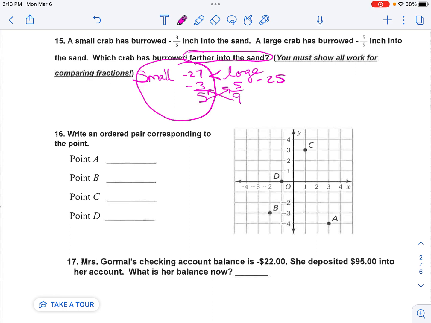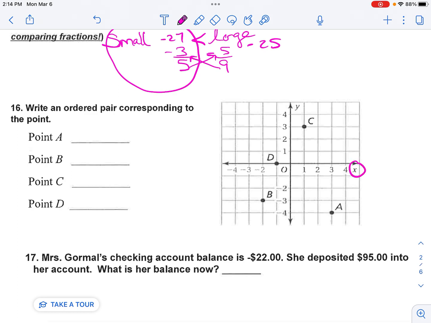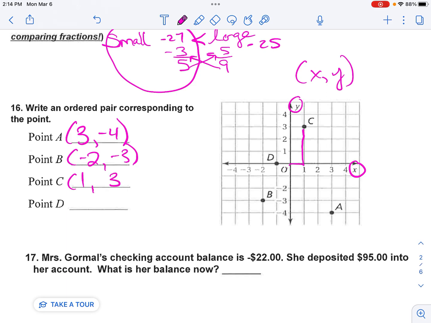All right, number 16, write an ordered pair corresponding to the point A. Remember, you always travel on the x-axis first, the y-axis second. So we're going to the right 3, +3, down 4, -4. So this is going to be +3, -4. B. We're going to go to the left 2, that's -2, down 3, which is also negative. So I have -2, -3. C, I'm going to go to the right 1, that's +1, and up 3, which is +3. So I have 1, 3.